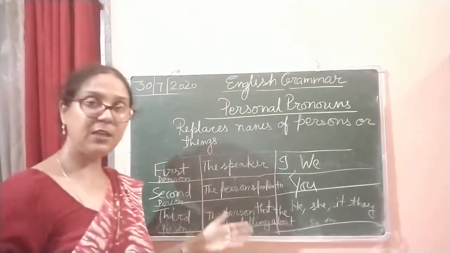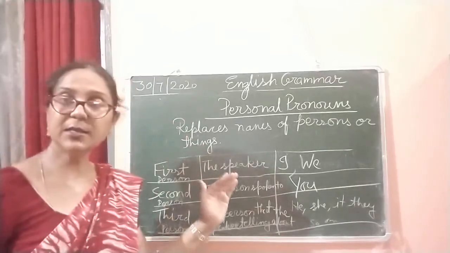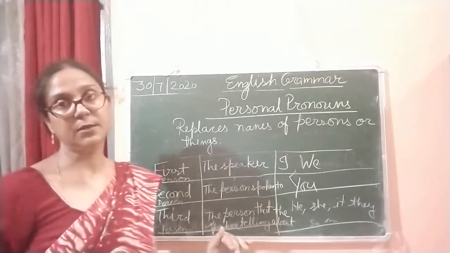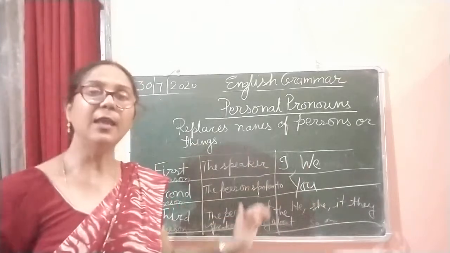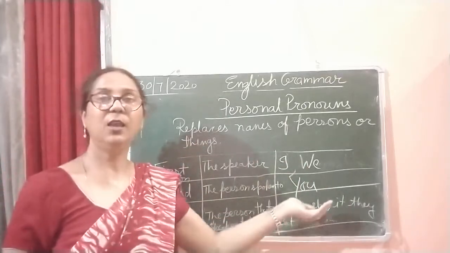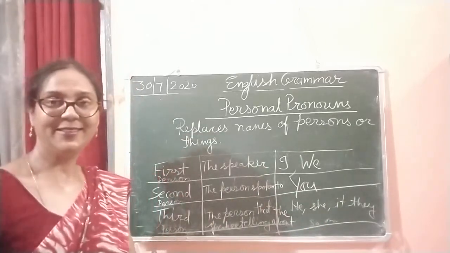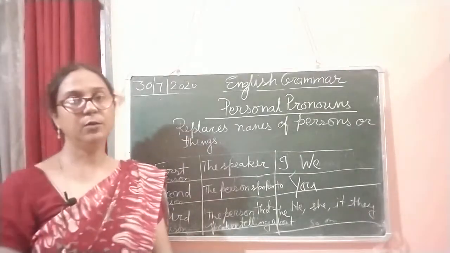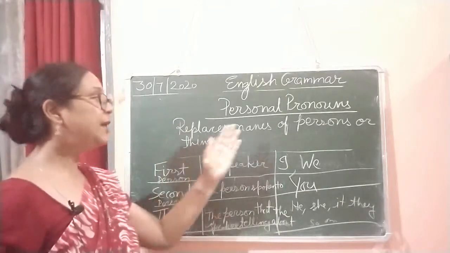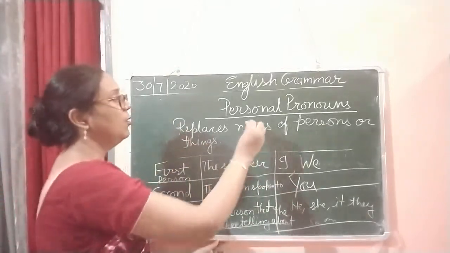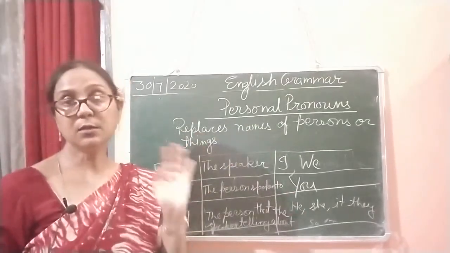So here you have seen that in personal pronouns we have 3 parts: first person, second person, and third person. As you all know, first person is I and we, second person is you, and third person is it, they, he, she. These are the third person. So in the personal pronoun, we should understand what a personal pronoun is. It replaces names of persons or things.